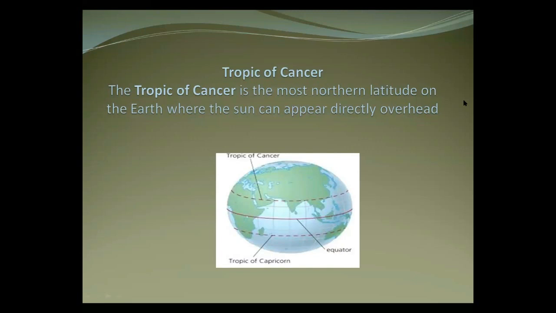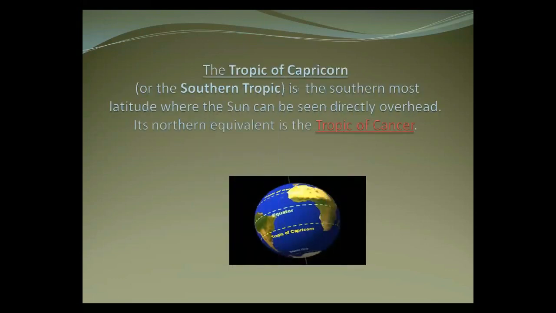Now, come to another topic, that is the Tropic of Capricorn. The Tropic of Capricorn, or Southern Tropic, is the southernmost latitude where the sun can be seen directly overhead. Its northern equivalent is the Tropic of Cancer. The picture is showing on the screen.